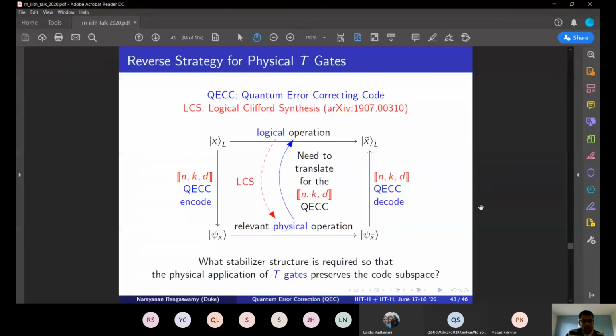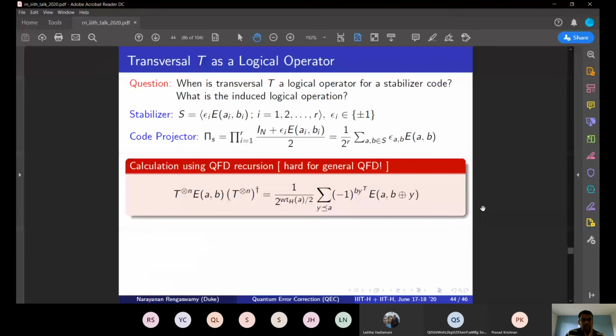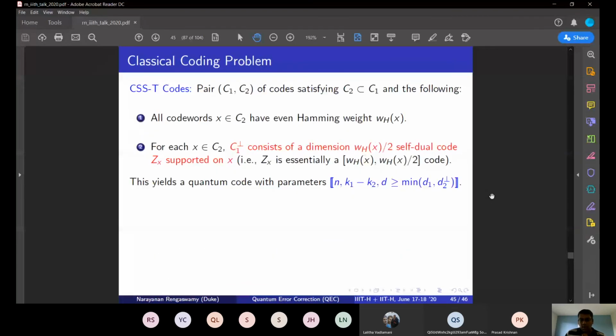Okay, so using this, we ask the question of when does T applied on all qubits preserve the code space? And that brings us to this coding family. So these are CSS codes, and you have a pair of codes like before, C1 and C2. The first condition you need is that the code C2 is an even code. And the second condition is that for every codeword in C2, the dual of C1 consists of a self-dual code that is supported on this codeword, meaning the non-zero entries in the self-dual code are a subset of the non-zero entries of X. So you need a coding family that satisfies these two. And if it satisfies these two, then applying the T gate, which is a non-Clifford gate, on all the code qubits preserves the code space, which is a basic condition you need.